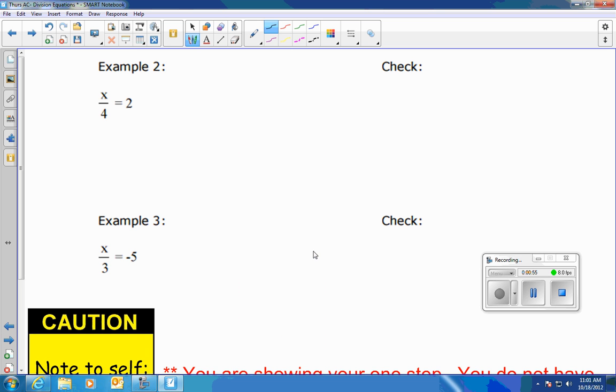This is actually the way that I prefer that you show the multiplication. This means x divided by 4. How do you undo divide 4? With multiply 4. That goes away, but I also have to do it over here. So x equals 8. Always check on these to make sure your problem works. 8 divided by 4 is 2, so it works.